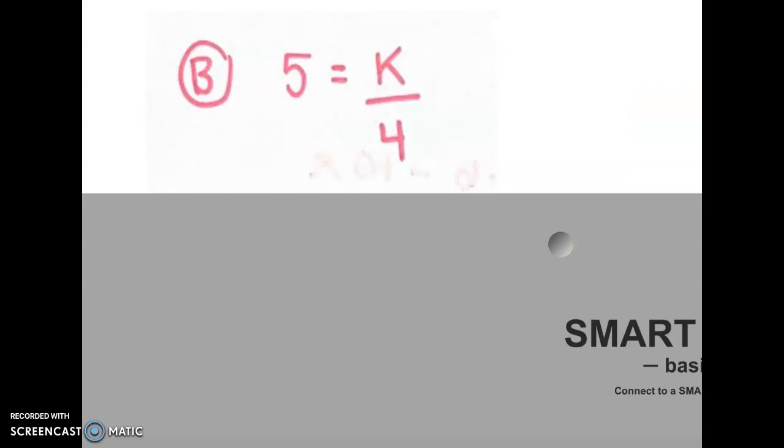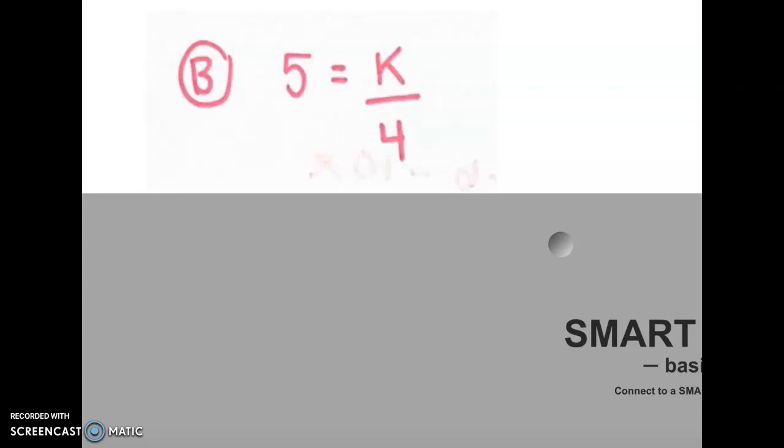All right, in problem B, again, we're solving the equations. We want to isolate the variable. So in this case, our variable is k. We want to get k on one side of that equation by itself. So 5 equals k divided by 4. Remember, we use that fraction bar to represent division.